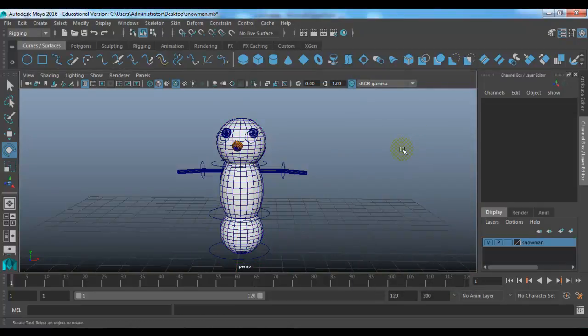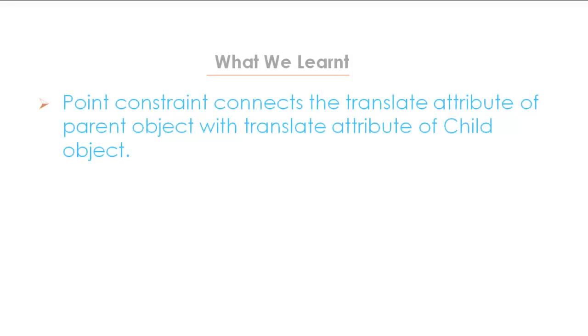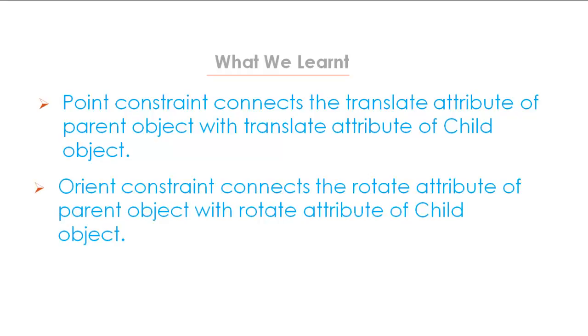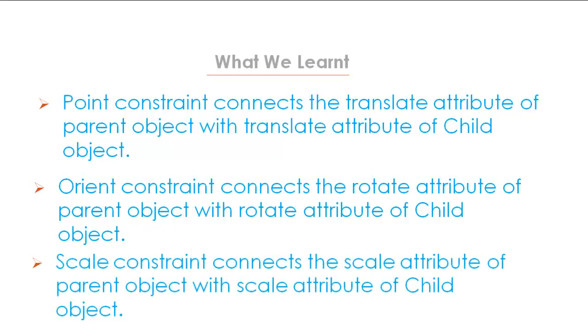So let us see what we have learned. What we learned in this video. We have seen that point constraint connects the translate attribute of parent object with translate attribute of child object. Orient constraint connects the rotate attribute of parent object with rotate attribute of child object. Scale constraint is going to connect the scale attribute of parent object with the scale attribute of child object.